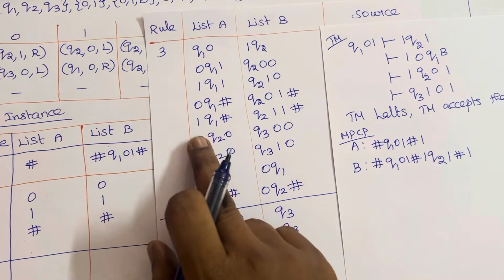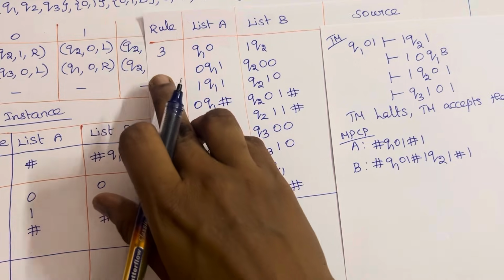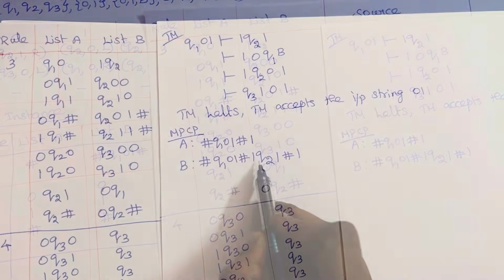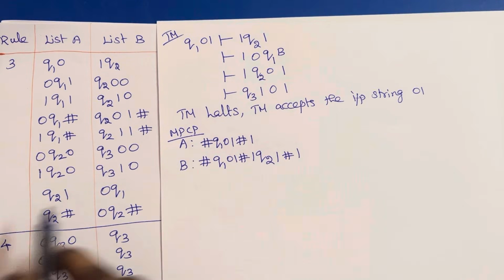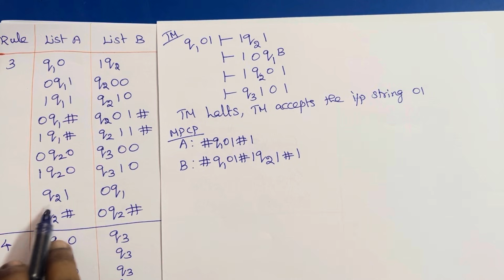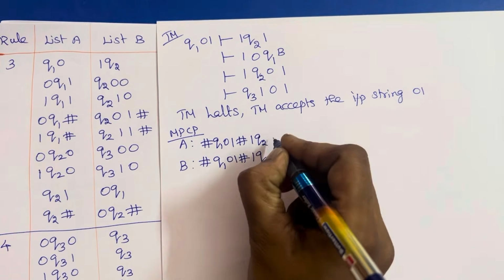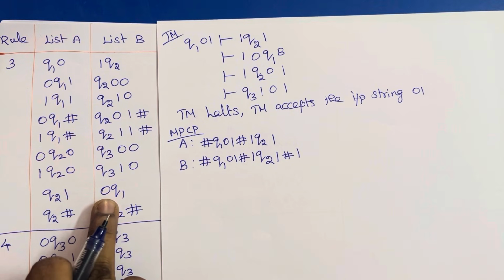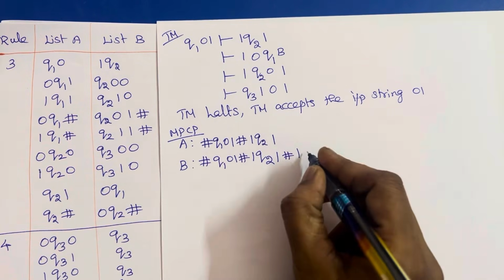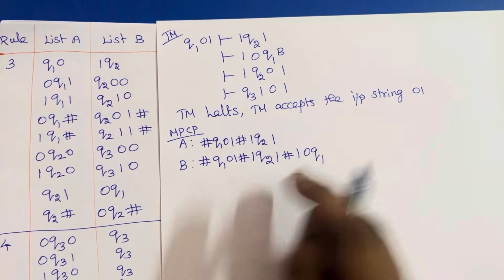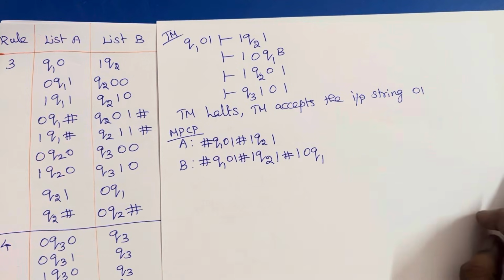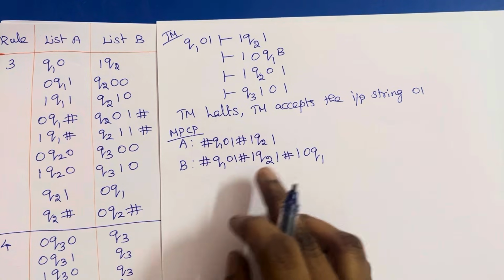So we have to refer rule 3 always. So now we need Q2 1 hash. We have Q2 1 in list A, right, in rule 3. So we have to write Q2 1 in list A. At the same time, we need to write 0 Q1 in list B. So this string must be matched. Till that we have to continue this.